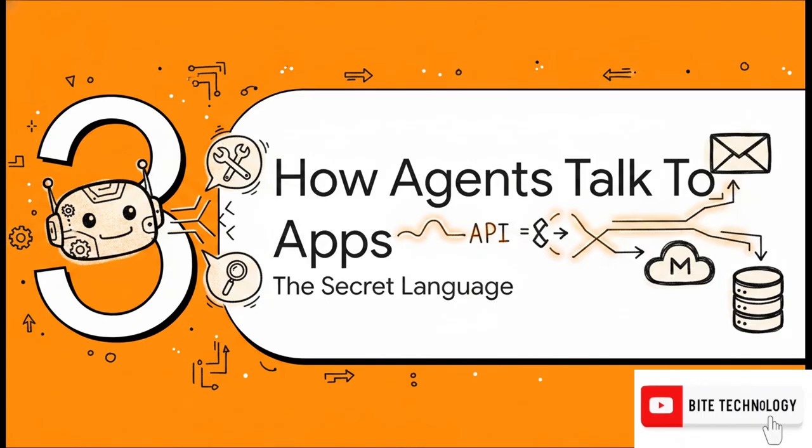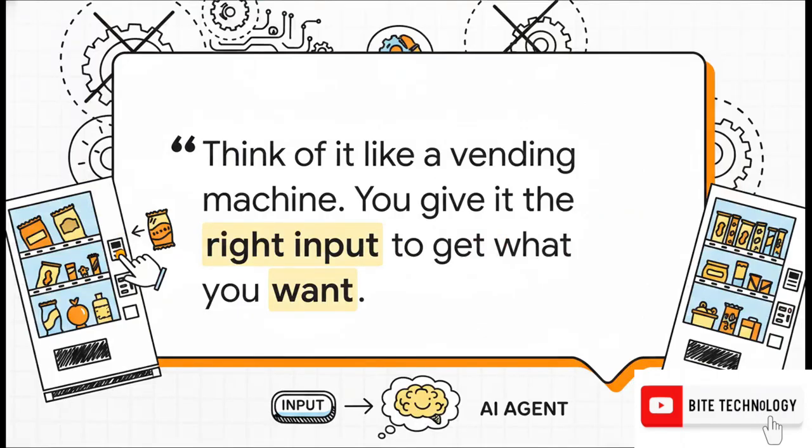Okay, so we've got tools, but how do they actually talk to other apps? How does an agent connect to Gmail? Well, this involves something called an API, which sounds really technical, I know, but we're about to make it incredibly simple. And honestly, this is the best way to think about it. An API, which stands for Application Programming Interface, is just like a vending machine. You don't need to understand all the internal gears and wiring, right? You just need to know which button to press to get the snack you want.